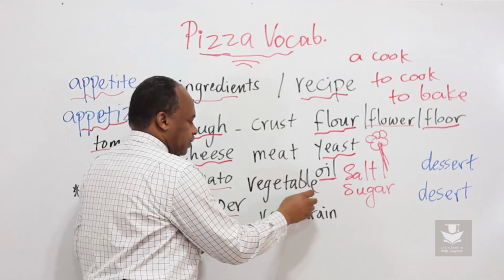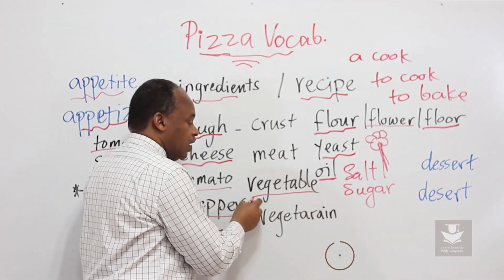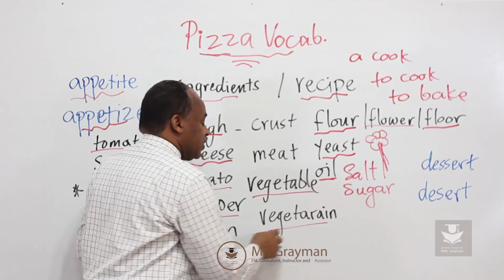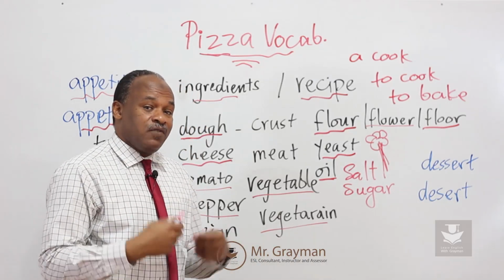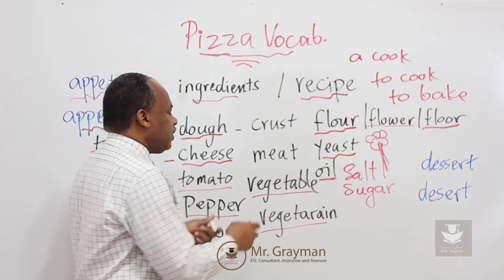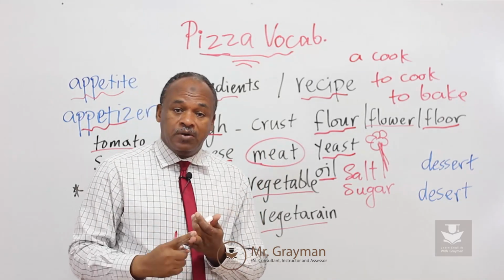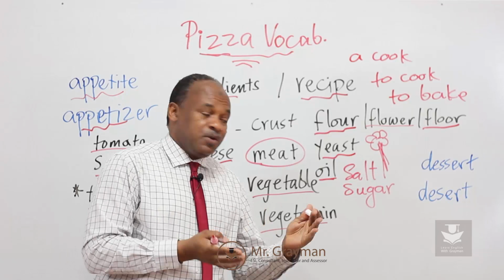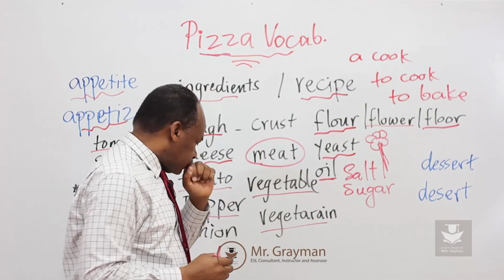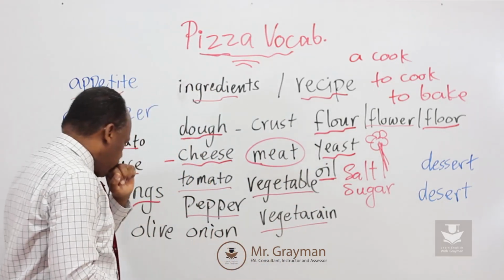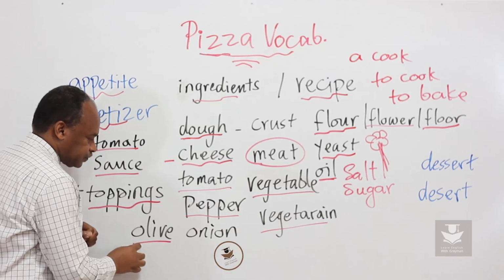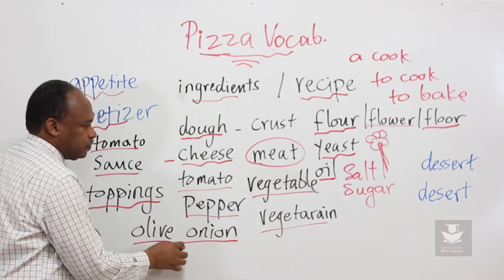If you use only vegetables, then your pizza is going to be vegetarian pizza. But if you add any type of meat, could be red meat, could be chicken, could be tuna, then you name it after these ones. This is the word olive, and this is onion here.